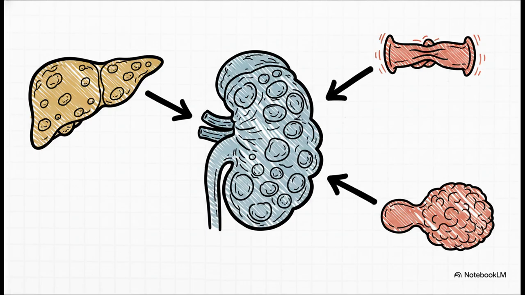Also, remember, the polycystin mutation affects connective tissue body-wide. That is exactly why we see benign cysts randomly popping up in the liver and pancreas. But most terrifyingly, this systemic connective tissue weakness dangerously predisposes the blood vessels in the brain to intracranial aneurysms. It creates a huge risk for a fatal subarachnoid hemorrhage.